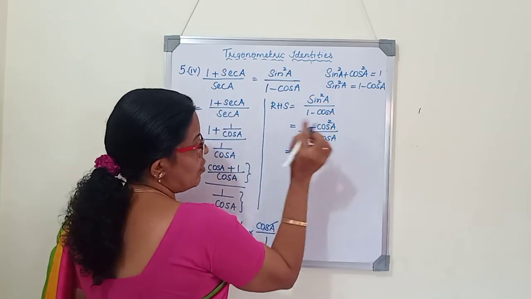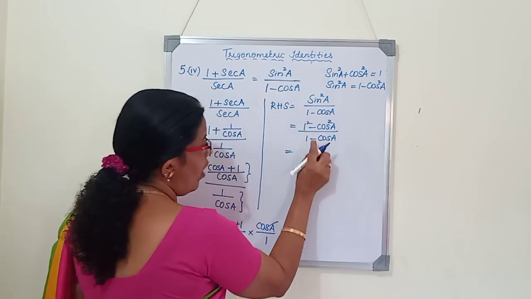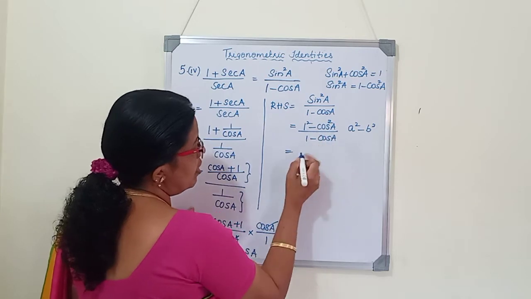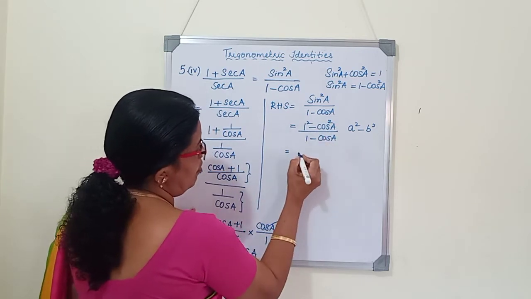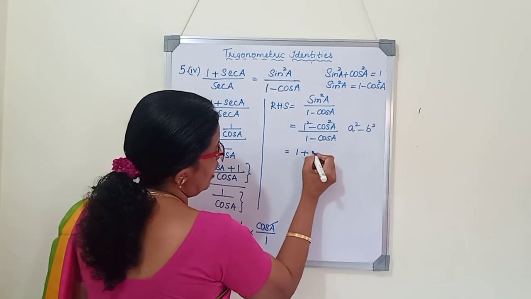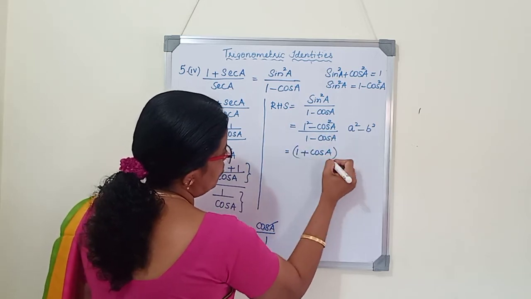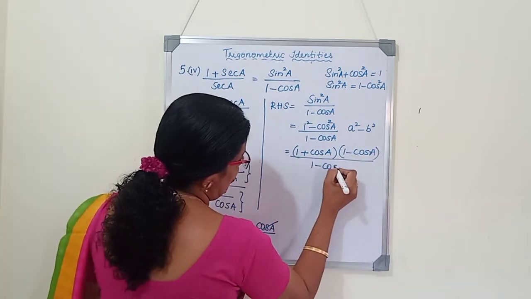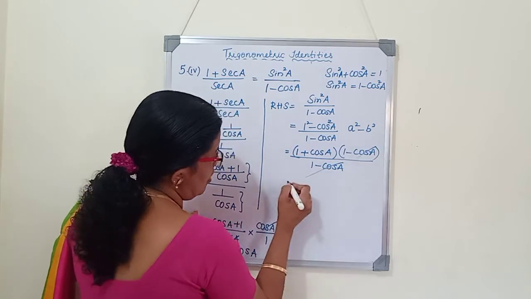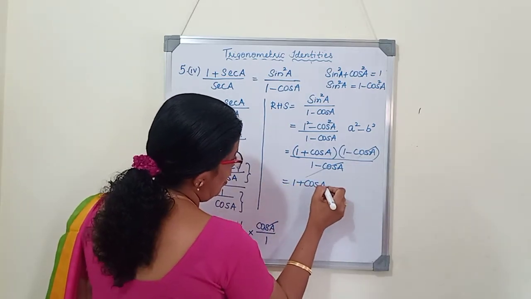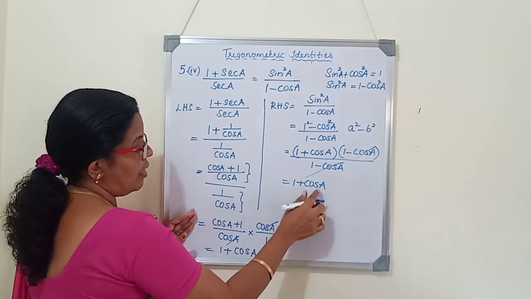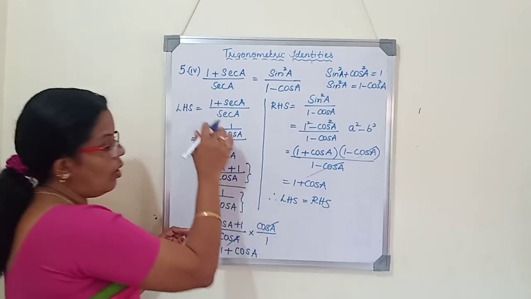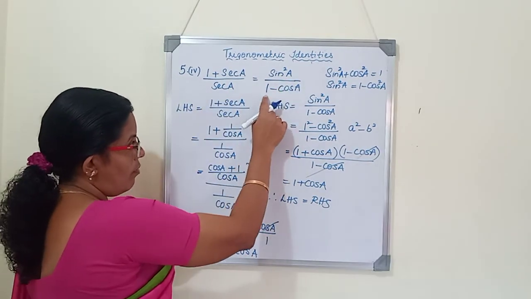Now 1 minus cos square A, wherever it comes, it is actually 1 square minus cos square A. It is in the form a square minus b square. A square minus b square can be written as (a plus b) into (a minus b). So a is 1, b is cos A. So (1 plus cos A) into (1 minus cos A) divided by (1 minus cos A). The numerator and denominator 1 minus cos A will cancel. We will get 1 plus cos A. So we got LHS as 1 plus cos A and RHS also 1 plus cos A. Therefore, LHS is equal to RHS and we proved that (1 plus sec A) by sec A is sin square A by 1 minus cos A.